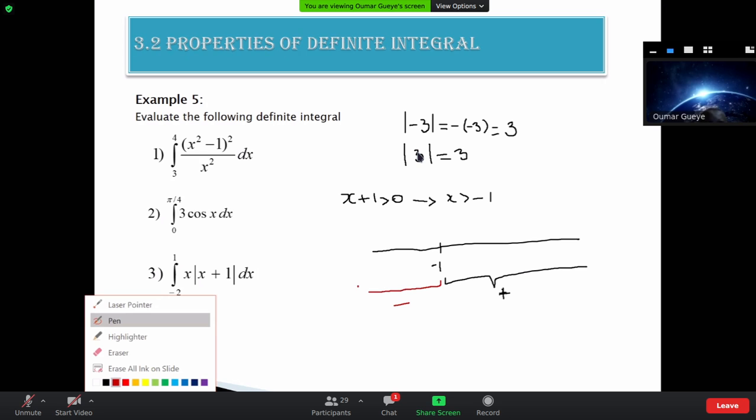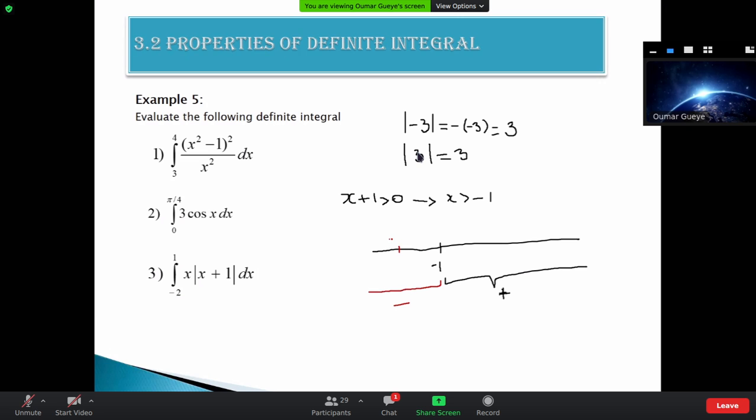And now we have to locate -1 with respect to our interval of integration. You guys can see here, -2 is going to be here, and we have 1. So we're integrating from -2 to 1. And at this point, the sign of x plus 1 changes. That's why we have to split it into integrals.